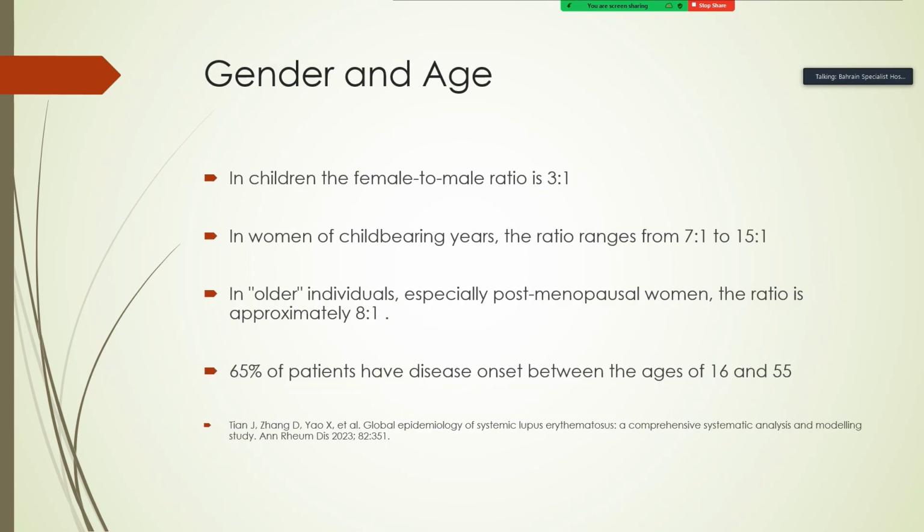Mostly in the children, the female to male ratio is 3:1, and in women of childbearing age, the ratio is 7:1 to 15:1. It can also involve older individuals, especially postmenopausal women, and 65% of the patients who have this disease are aged between 16 to 55 years.